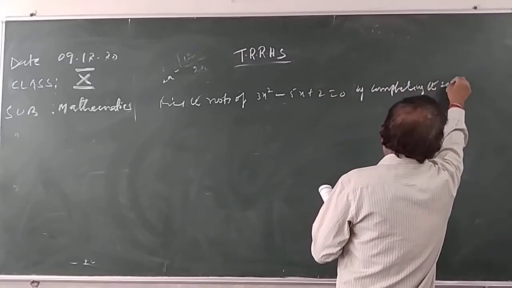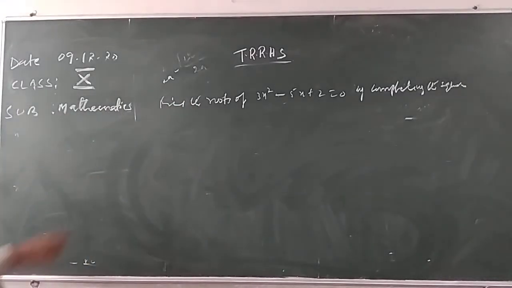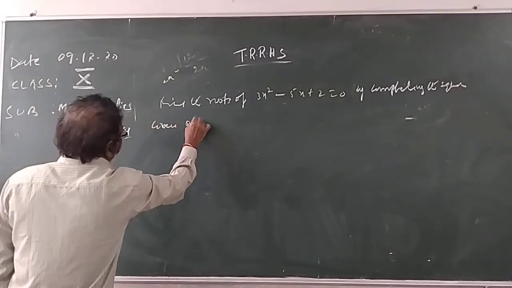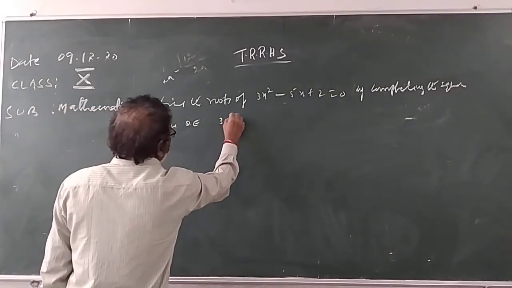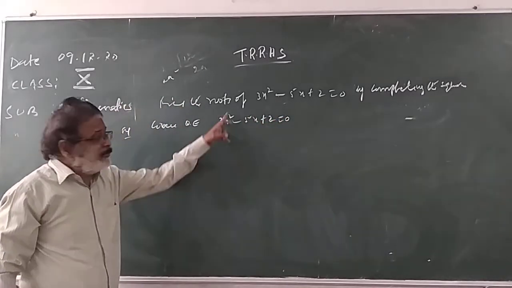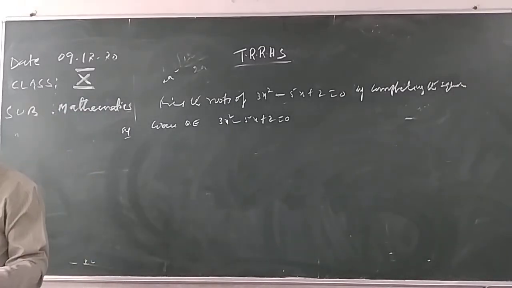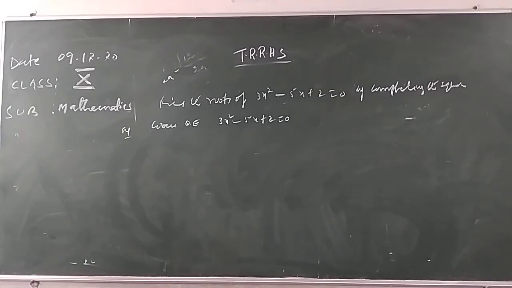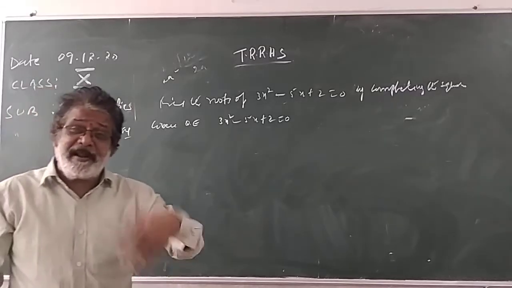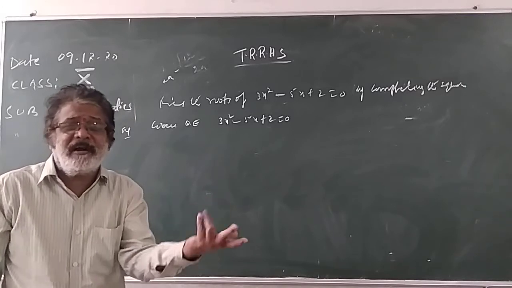Completing the square. First you see whether the second degree coefficient is a perfect square or not. So what is given? Given QE 3x square minus 5x plus 2 equal to 0. x square is the perfect square. x square means x whole square. But the coefficient 3 is not a perfect square. 1 is a perfect square, 4 is a perfect square, 9 is a perfect square, 16 is a perfect square. Why is 1 a perfect square? 1 can be written as 1 square. Is 2 a perfect square? No. No number when you write as a square will give 2.